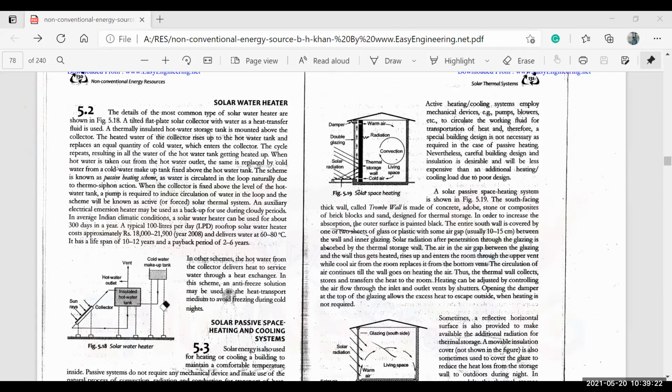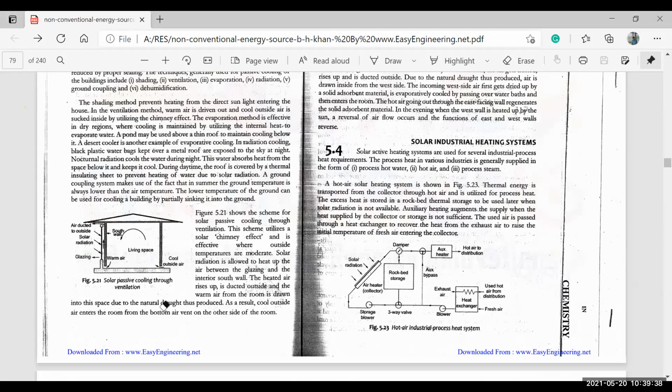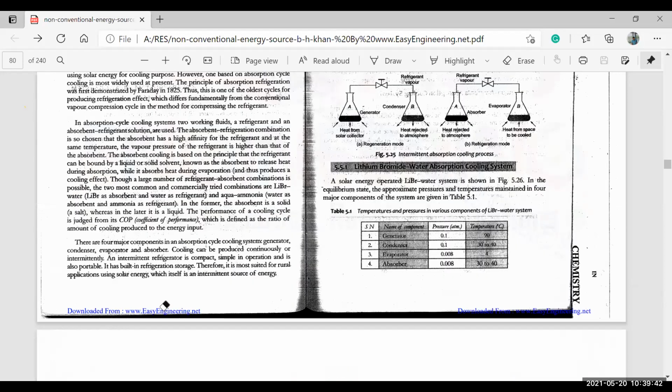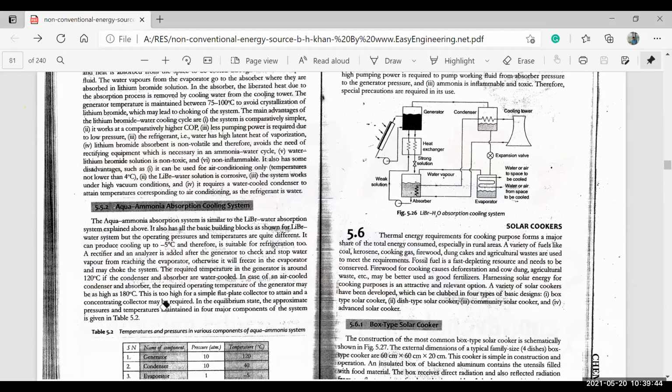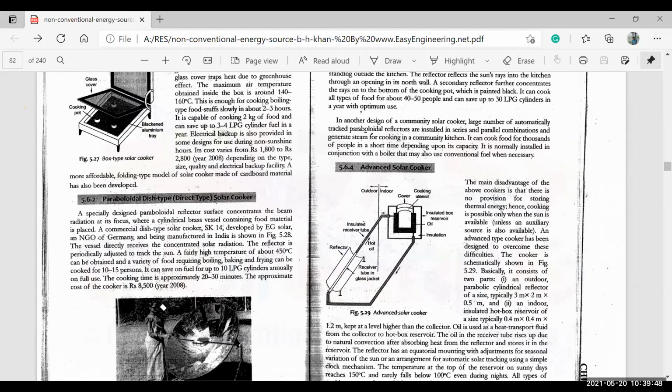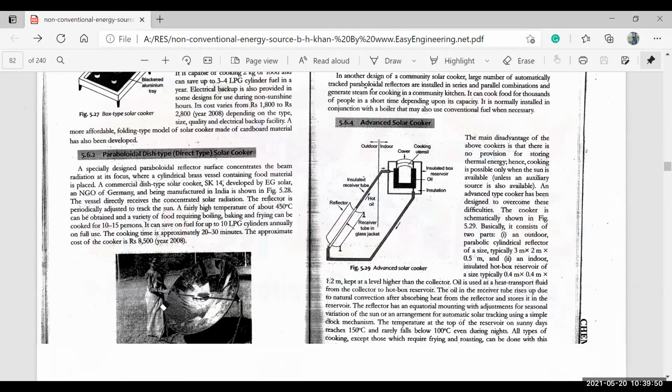We could end here. We'll see more in detail about this in the next class, and this subject would be ending. I think we don't have much left to see, only the solar water heater, and we don't need to go more into this.